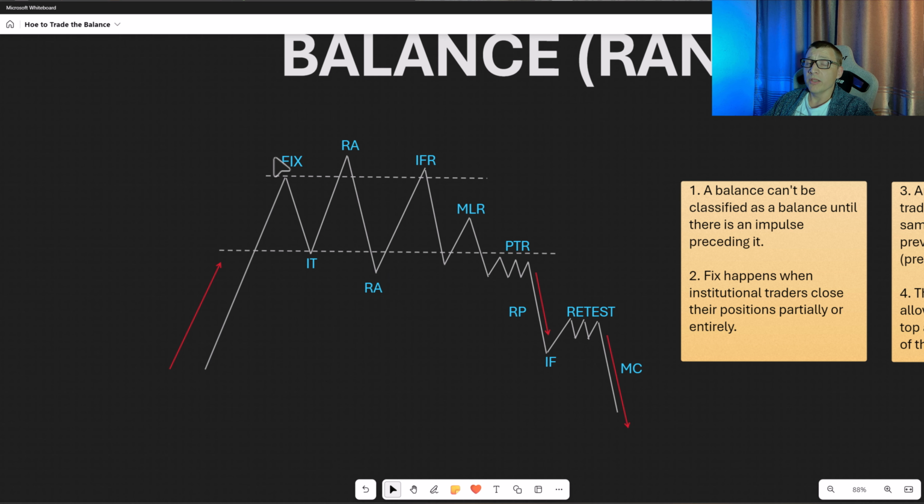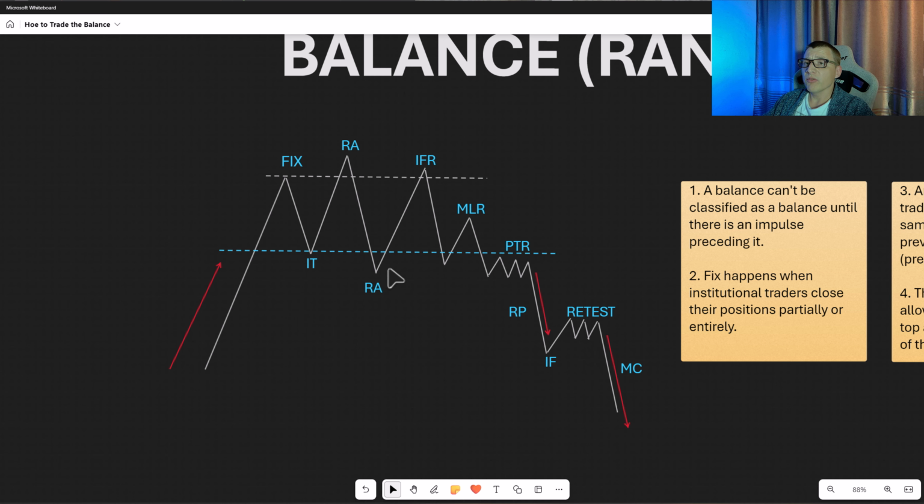And by the way, in the first step, when the fix and inertial trade form, we define the top and the bottom boundaries of the potential balance. Why potential? Because we can't classify this range or consolidation, even if there is an impulse preceding it, as a full balance before we see one of the responsive activities fully formed. All right, these are two crucial factors for classifying any balance.